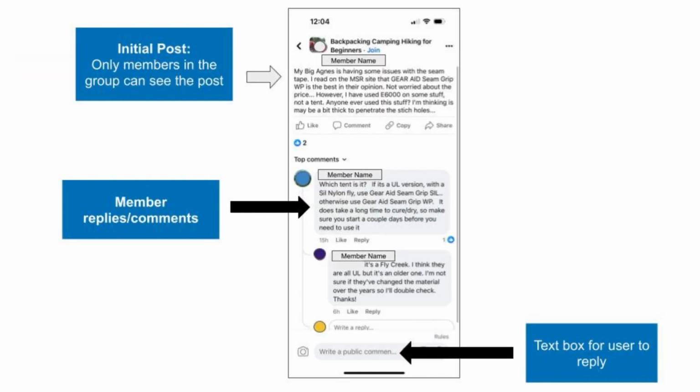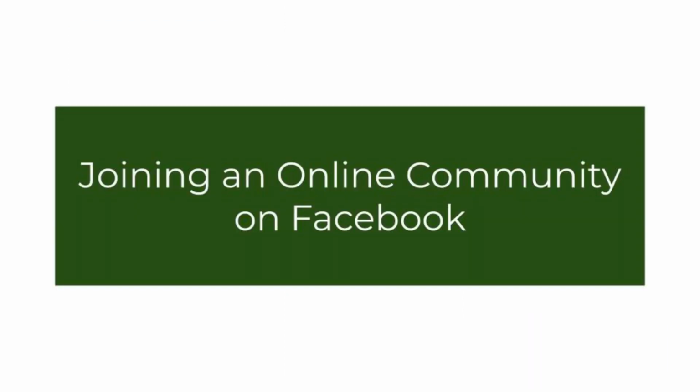This is a picture of what a post looks like within a Facebook group and how group members interact with a post. At the top of the screen is the initial post. Then below, we have people who have replied to the post with suggestions or other thoughts. There is also a text box at the bottom of the screen that you can tap on to reply to the discussion if you would like to. We will next transition into some step-by-step instructions for finding and joining an online community on Facebook.